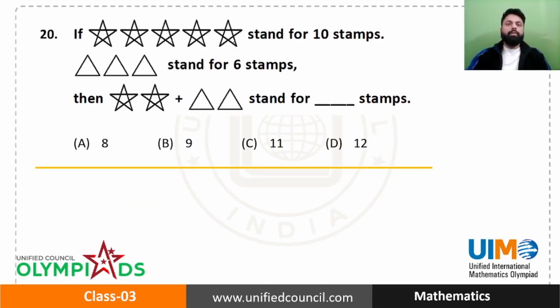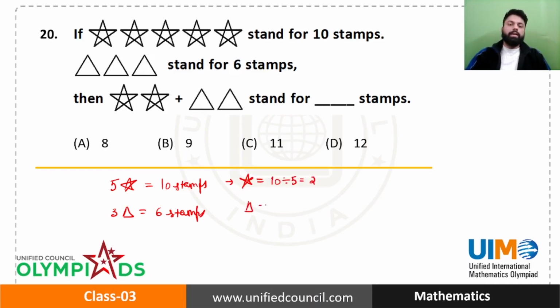If 1, 2, 3, 4, 5 stars stand for 10 stems, 3 triangles stand for 6 stems, then 2 stars plus 2 triangles stand for how many stems? So 1 star is equal to 10 divided by 5, that is 2. 1 triangle is equal to 6 divided by 3, that is also equal to 2 stems. 2 stars means 2 plus 2, 2 triangles means 2 plus 2, so this is 4 plus 4, that is 8 stems. A option.